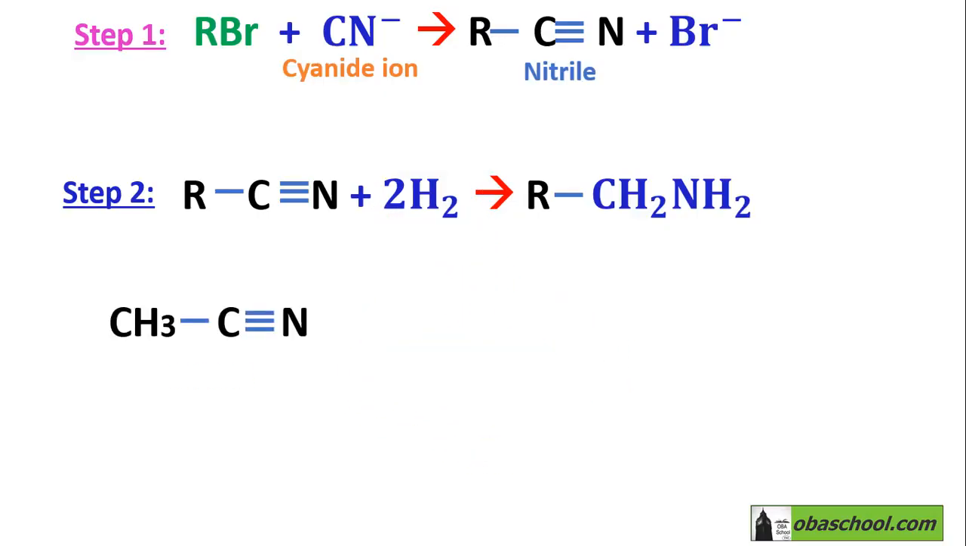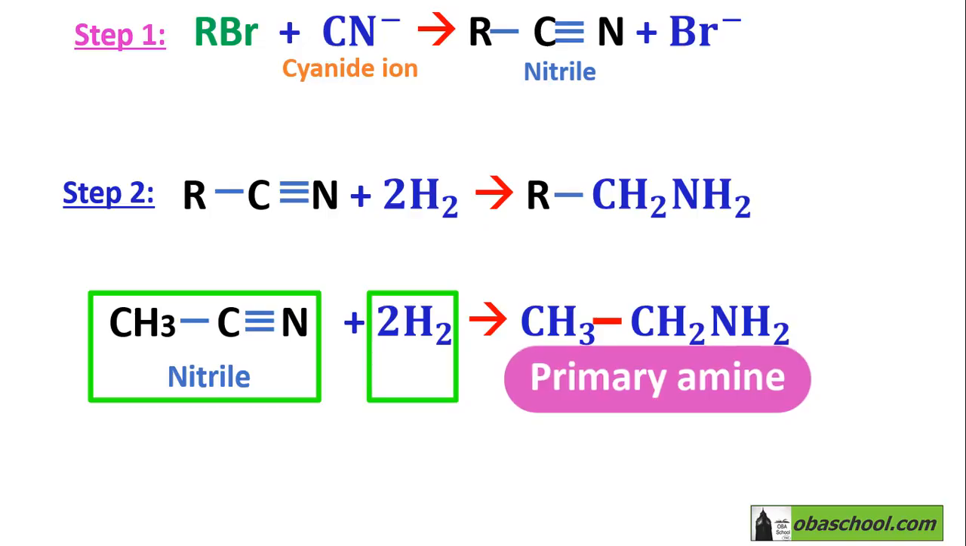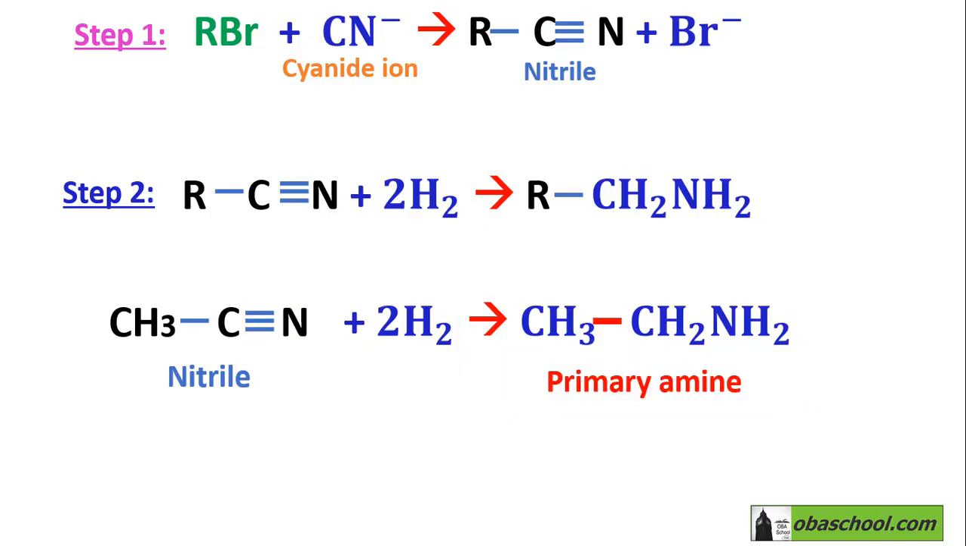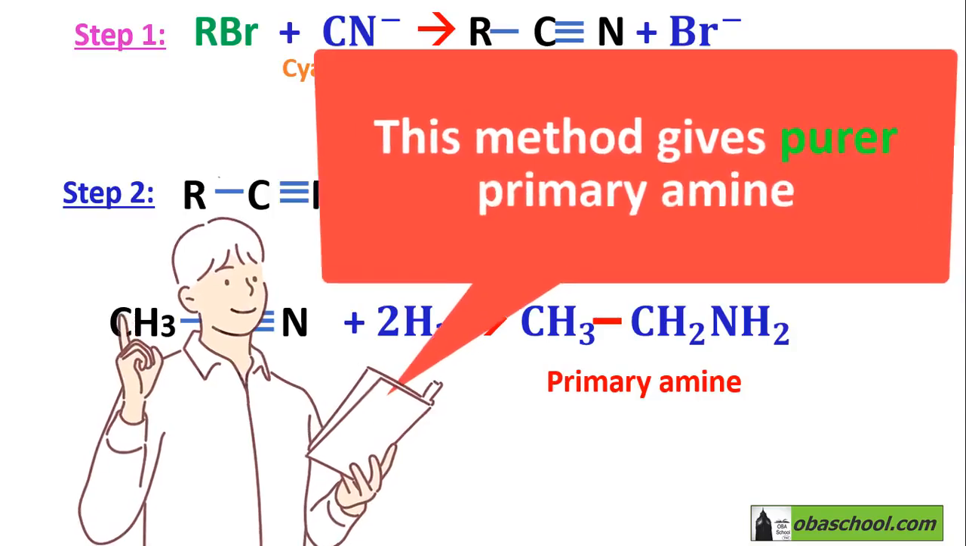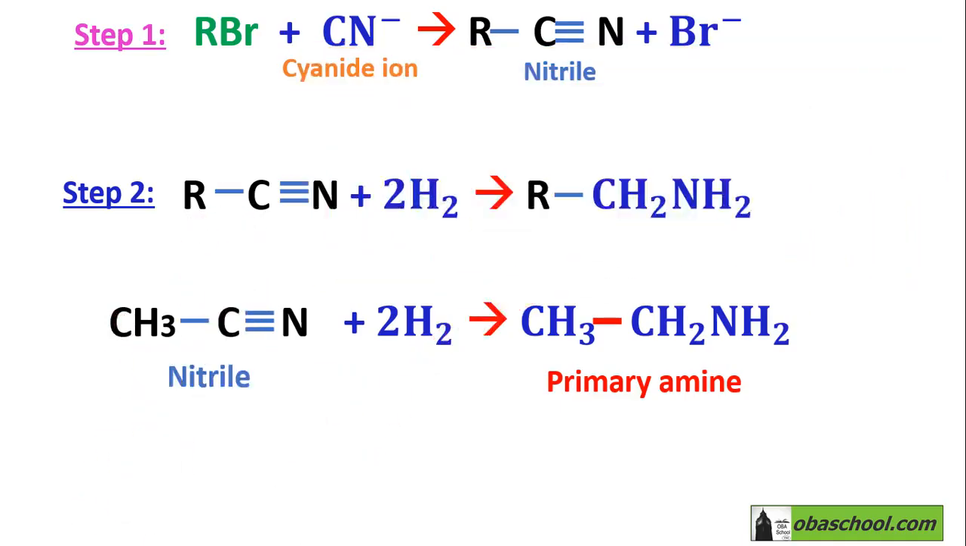So, if we put our CH3CN nitrile with 2H2, it will give us our primary amine, which is CH3CH2NH2. This method gives a purer primary amine than the reaction of bromoalkane and ammonia, which we have discussed in the previous video.